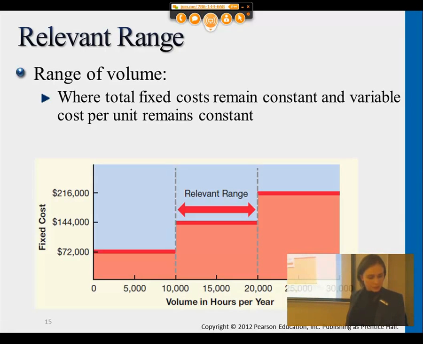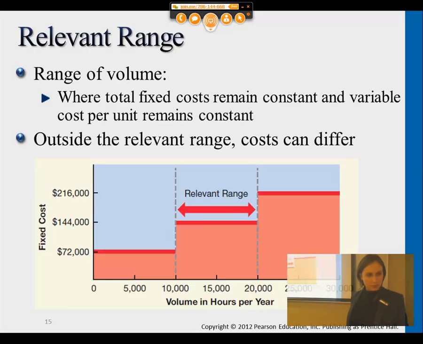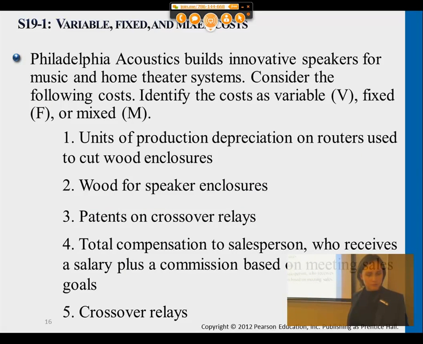Okay, so let's look at the example. I'm going to go over this with you. I have this Philadelphia Acoustics that builds very interesting and nice speakers for music and home theater systems. So let's consider those costs that are listed below, and let's say which ones are variable, which ones are fixed, and which ones are mixed.